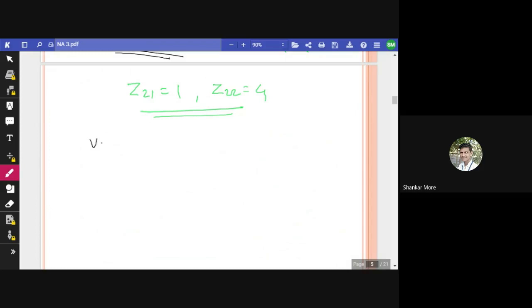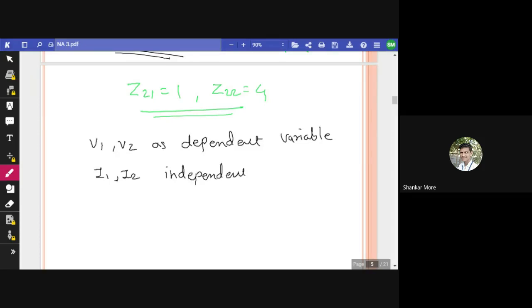now we had V1 and V2 as dependent variables, right? Dependent variables. And I1 and I2 were our independent variables. All right.